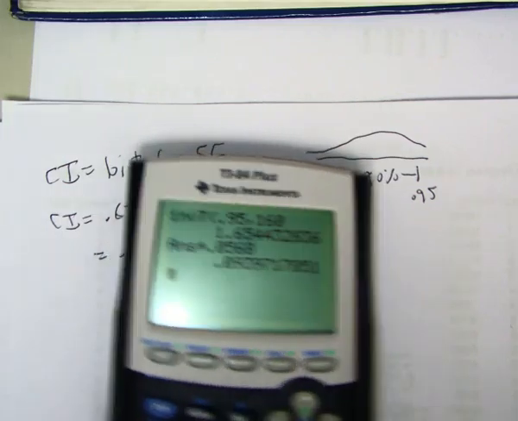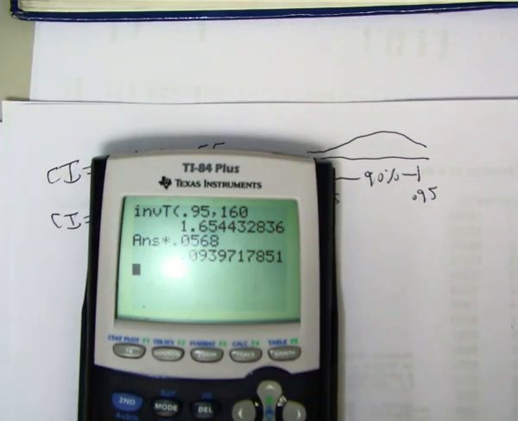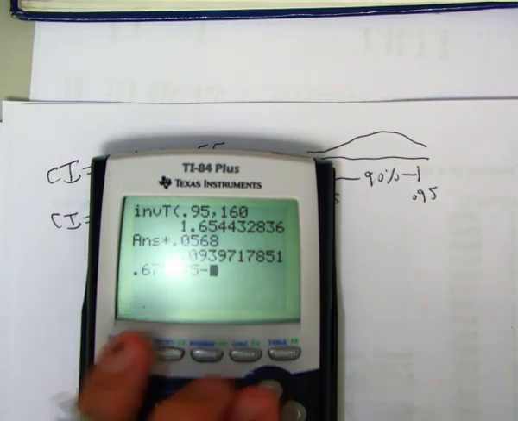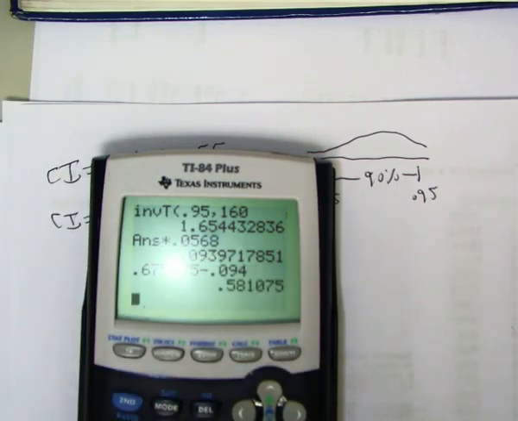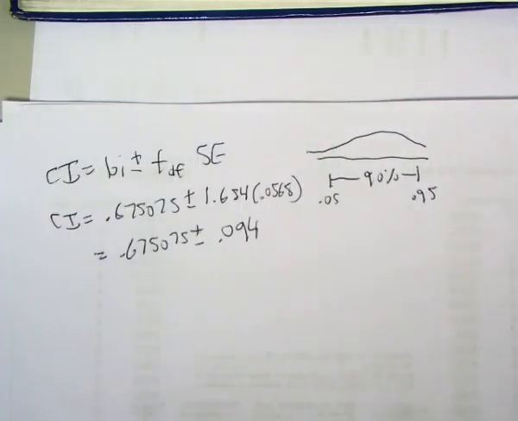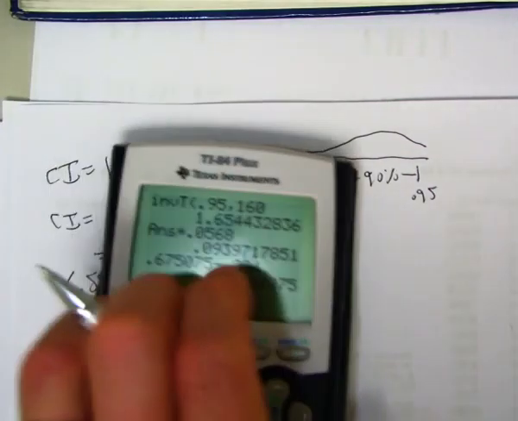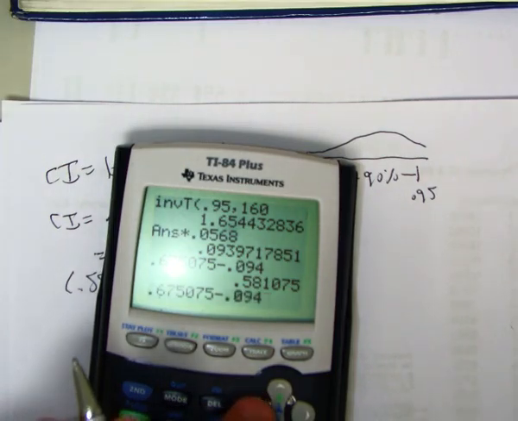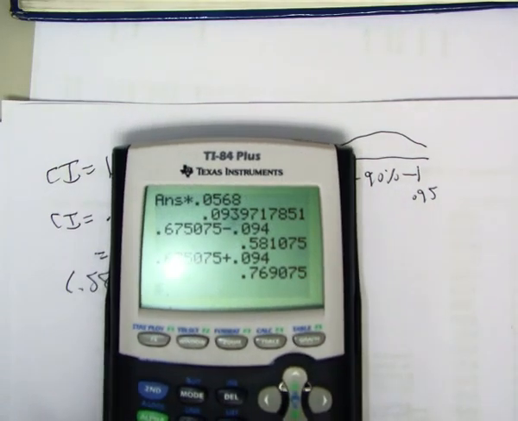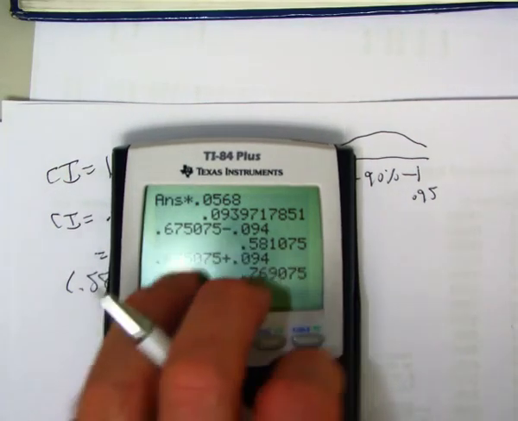So let's do 0.675075 minus 0.094. So we get about 0.58. And then we do second enter. Then we add the margin of error. We get about 0.77.